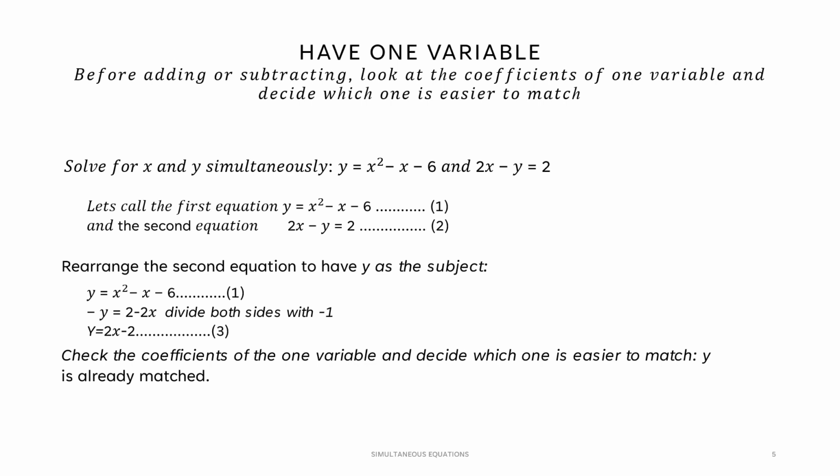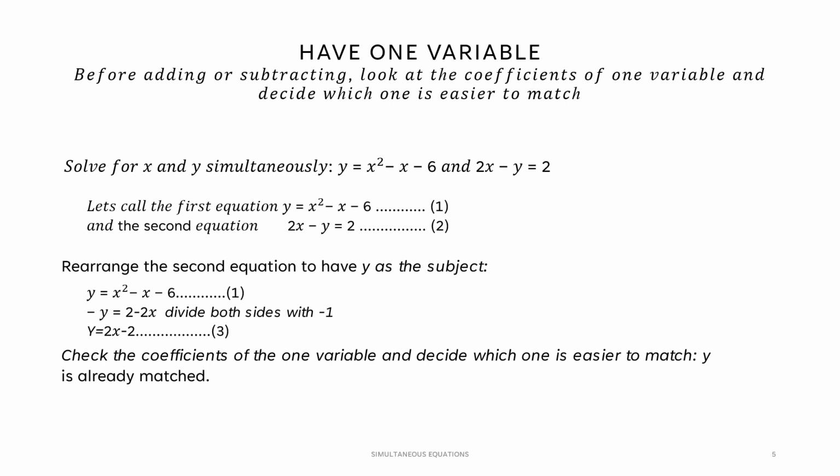Here we've got an example of y equals x squared minus x minus 6 and 2x minus y equals 2. Those are our two equations, and we are asked to solve for x and y simultaneously. Now the first equation is a quadratic, the second equation is a linear. You'll notice that the second equation doesn't have either x or y as the subject of the formula. So the first thing that we need to do to solve for x and y is to make the second equation have one of the variables as the subject of the formula.